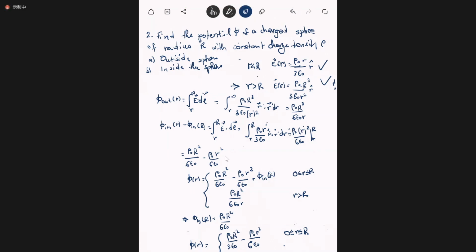Now, I think the problem is asking us to find the potential, the difference in potential. In other words, the Greek letter phi. Now, what should we do?